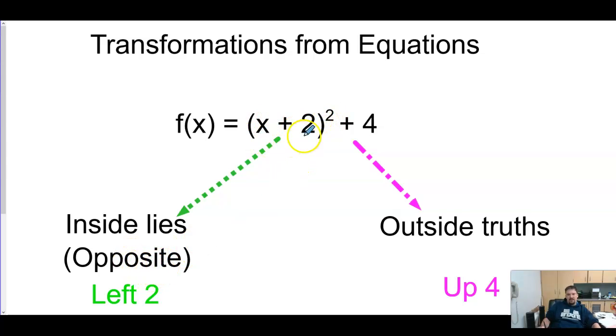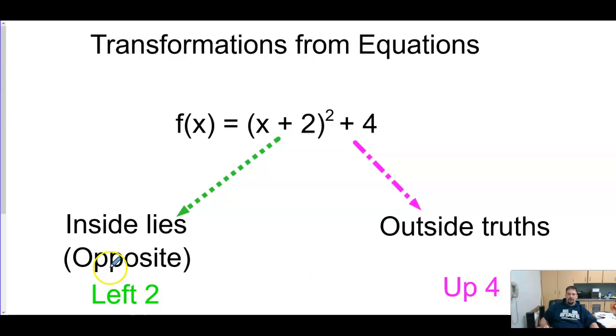So here we have an x plus 2. The plus 2 is inside of parentheses, so it's lying, and I'm actually going left 2. If it's on the outside, it tells the truth. I just said truths. I don't think that's a word, but hey, we made it up. So here, if you have a plus 4, it's exactly what you think.